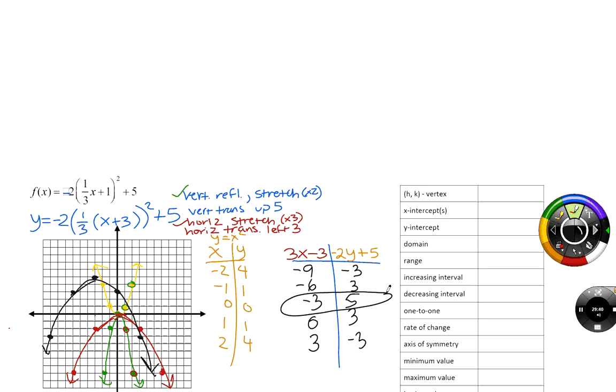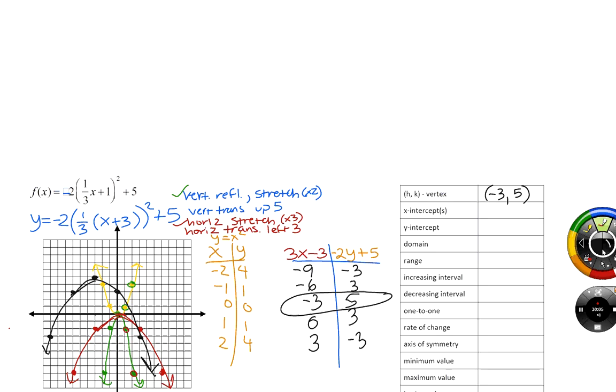All right, so vertex is going to be at negative 3, 5. We've seen it show up on our graph and in our chart and according to our transformation. X-intercepts, we're going to come back and fill in at a different time. Y-intercept we would get by plugging 0 into our function. So think about plugging 0 for x in our original function. Gets rid of that fraction, so that's really nice. So we just have 1 here being squared, which is just 1. Negative 2 times 1 is negative 2, plus 5 is 3. So our y-intercept is at 0, 3, and hopefully you see that on our graph. That one even showed up in our table.